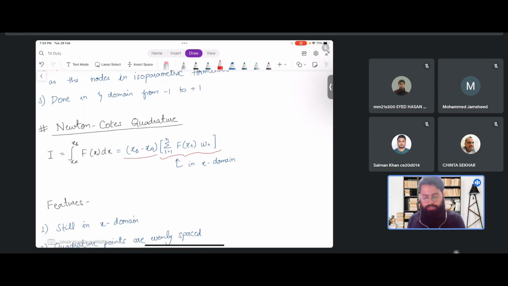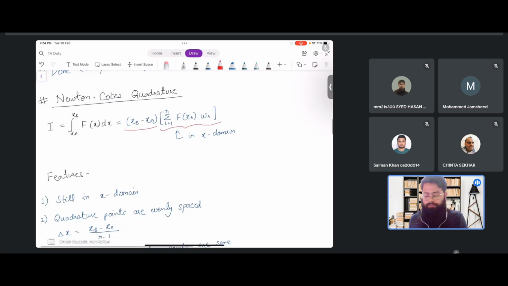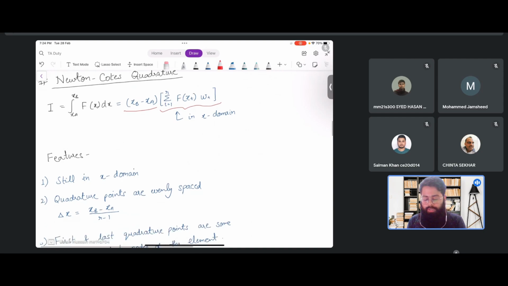So the first most important feature in the Newton-Cotes rule is that the domain is still the same. We don't change from the given coordinate system to the natural coordinate system. We'll keep on using this given domain. And the quadrature points are evenly spaced, unlike Gauss quadrature. So we are given this domain.